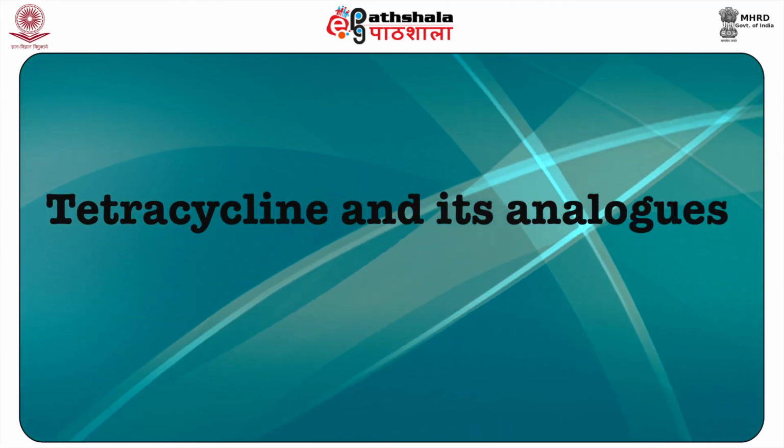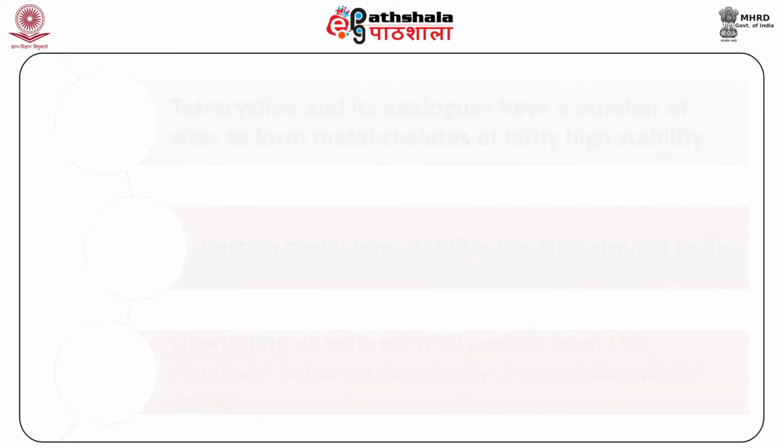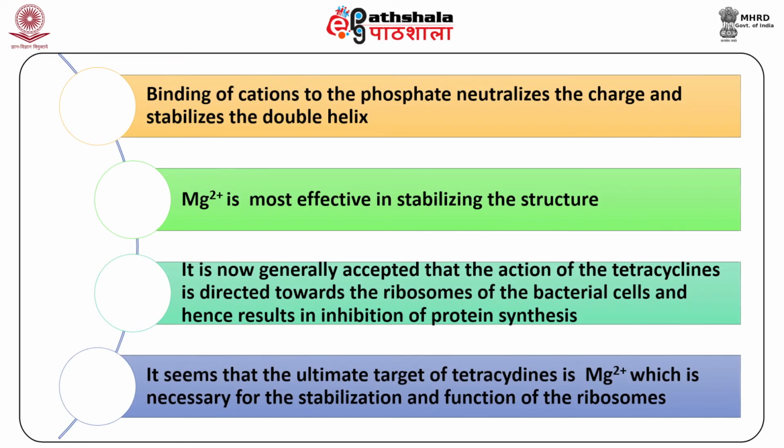Tetracycline and its analogues. Tetracycline and its analogues have a number of sites to form metal chelates of fairly high stability. Certain metal ions stabilize the DNA double helix. Unwinding of the helix normally arises from the repulsion between negatively charged phosphate groups. Binding of cations to the phosphate neutralizes the charge and stabilizes the double helix. Magnesium ion is most effective in stabilizing the structure.